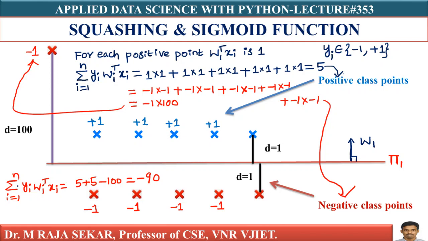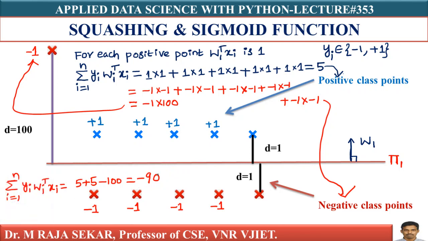What does it mean? If you are getting a negative value, what does it indicate? Just refer to my previous lecture. If it is negative, it means your logistic regression is misclassifying my points. Why? Because that's what I discussed in my previous lecture. If you are getting a minus sign, it means logistic regression is misclassifying my points, even though it is correctly classifying these points.